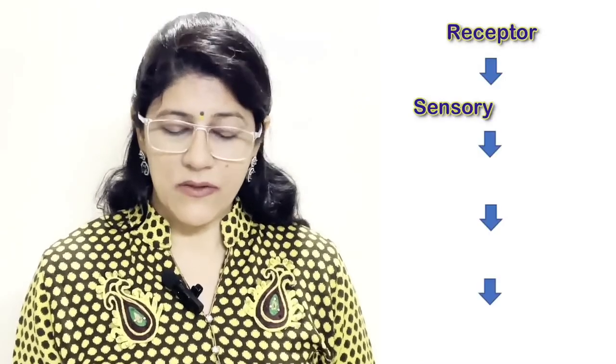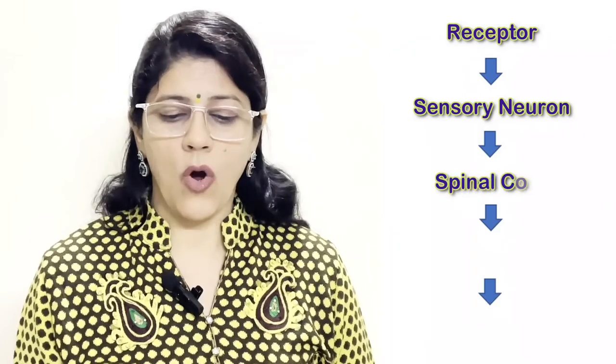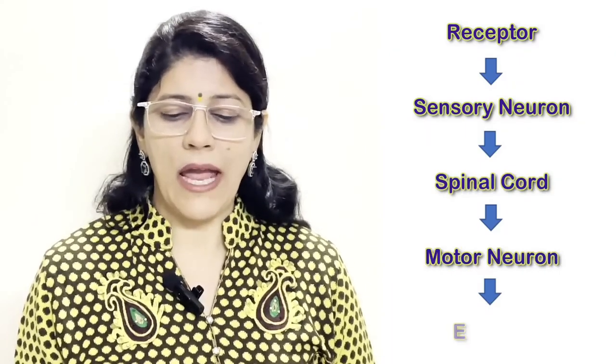Spinal cord, motor neuron, receptor, effector, sensory neuron. Starting with receptor, sensory neuron, spinal cord, motor neuron and effector.